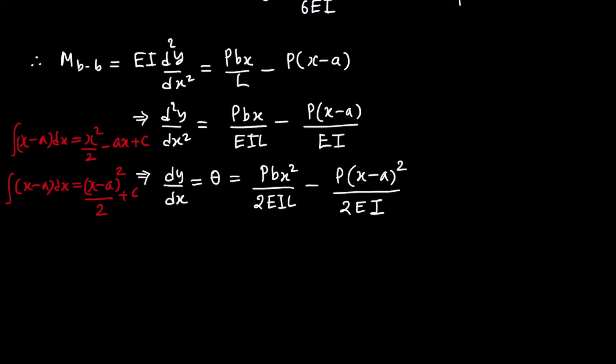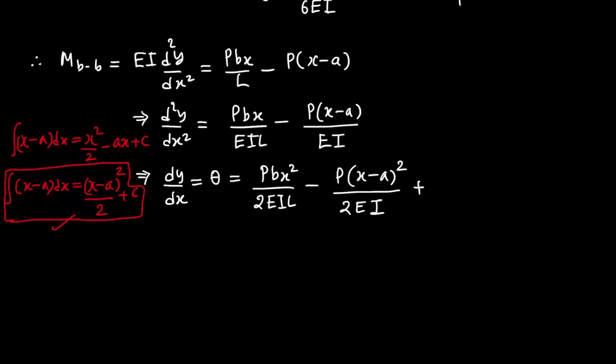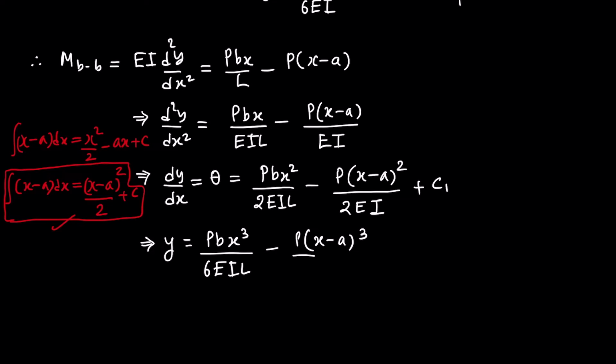Okay, so we are considering this integration, not this one. Now plus C1, so therefore this implies slope, deflection y will be equal to Pbx³/6EIL minus P(x − a)³/6EI plus C1x plus C2.